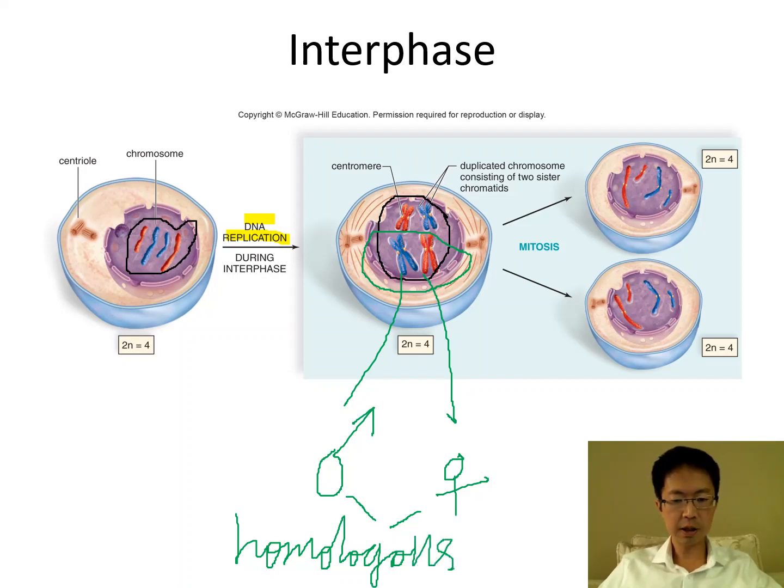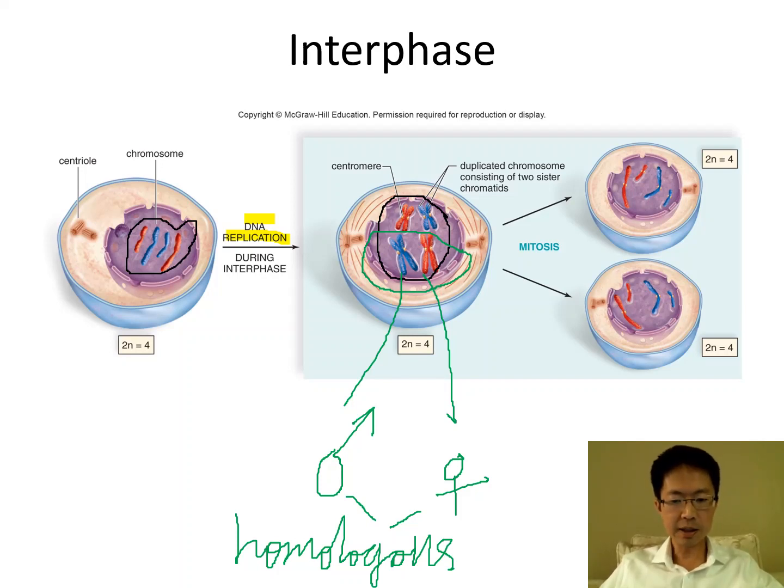Homologous. It's like when we talk about evolution, we talk about homology or homologous structure. It is the same word, homologous. We call it homologous chromosomes. They are homologous because they are of the same length and same type.